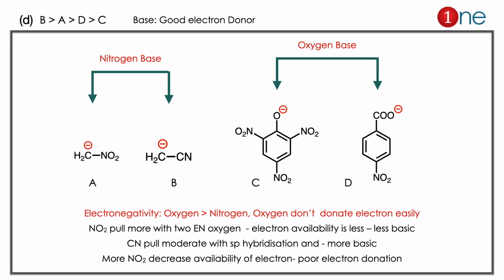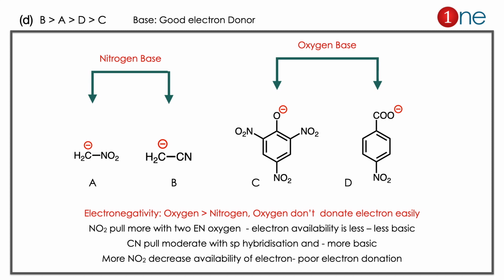Here you have A, B, C, D, 4 anions. They are asking about basicity. Basicity means good donation of electrons. The base donates the electron easily. You can call it a Lewis base also. Here you have two sets of bases. One is a nitrogen base, one is an oxygen base.